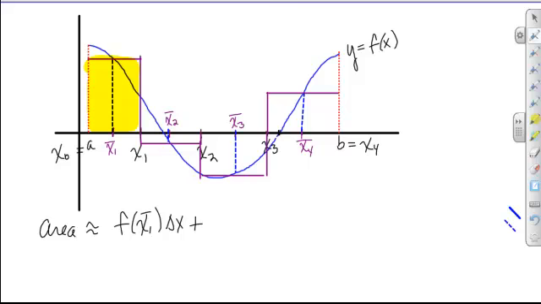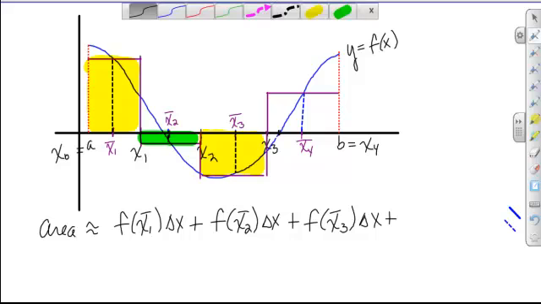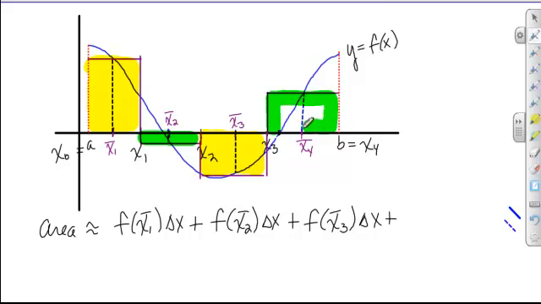And then we look at the second rectangle, which happens to be here, and we're adding f of sample point x sub 2 times delta x. And then we look at the third rectangle, which would be this space here, and that area would be f of sample point x sub 3 times delta x. And finally, the fourth rectangle's area would be found by taking sample point x sub 4, plugging it into f of x, and then multiplying by the width of that interval.